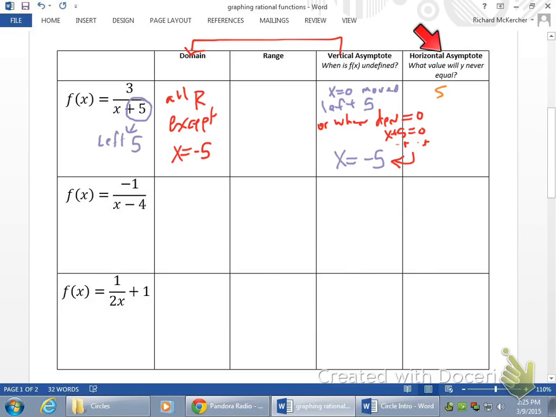On the horizontal asymptote, I want to check to see if my graph moved. And guess what? It didn't move. I did not have any shift up or down, so I'm going to keep it the same. Plus, I can look over here and notice I have no k value, so it's still y is equal to 0, and the range is all real numbers except 0.